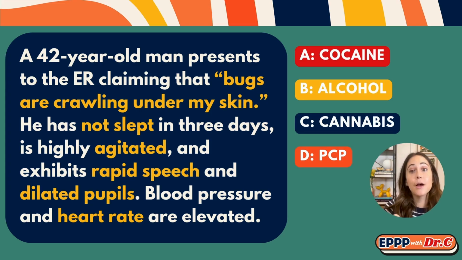It's also referred to as formication, and the M there is important because it is formication. So bugs crawling under the skin. I'm already thinking methamphetamine, but let's carry on. Not slept in 3 days. So lack of sleep, increased energy. I'm pretty sure we're talking about stimulants here. Highly agitated, again, increased behavior, rapid speech, increased behavior, dilated pupils, stimulant land, and blood pressure, heart rate elevated, stimulant land. So looking at the questions, cocaine, alcohol, cannabis, PCP.